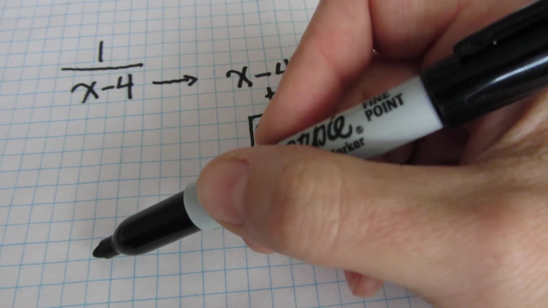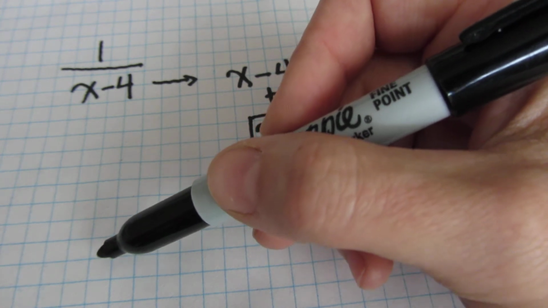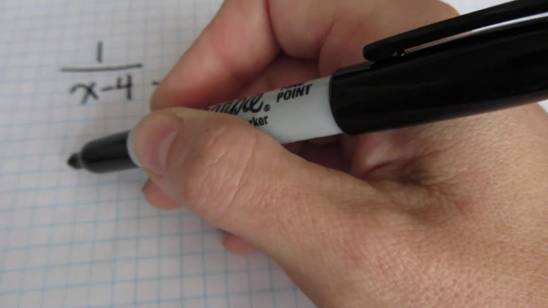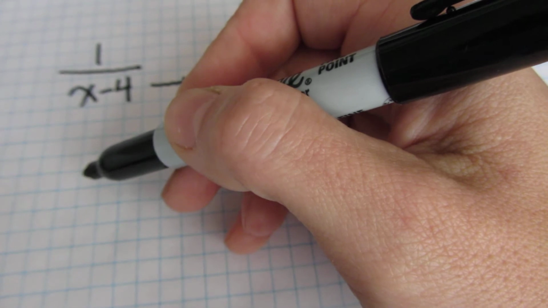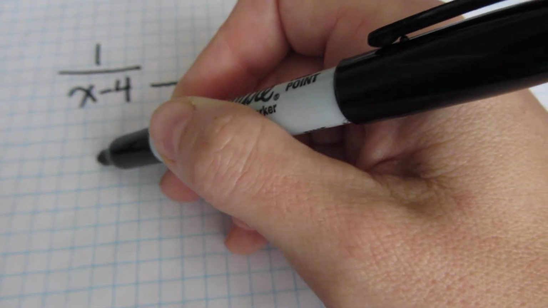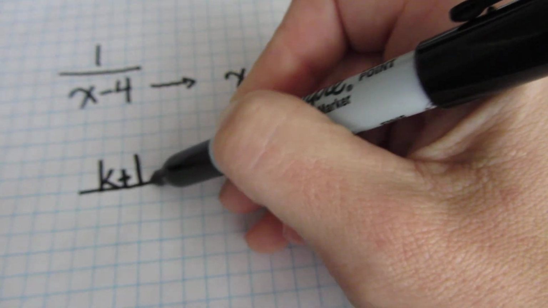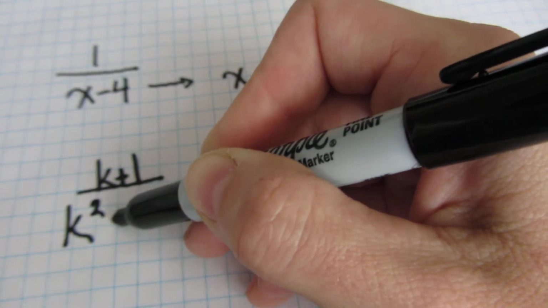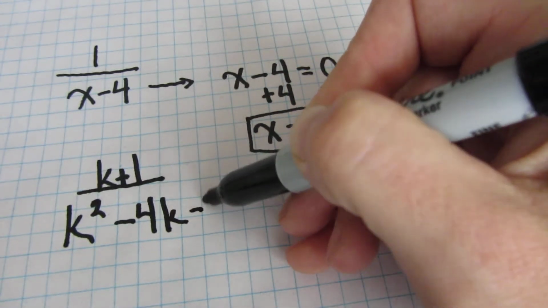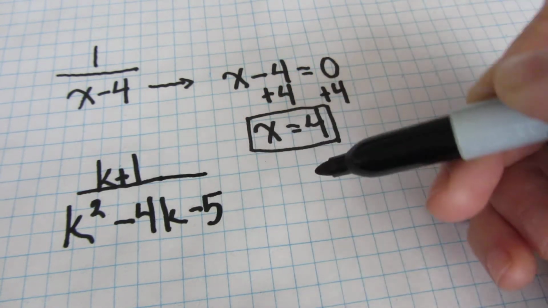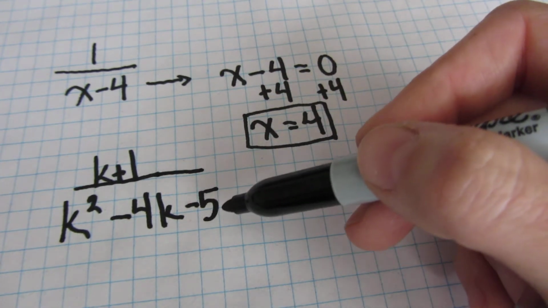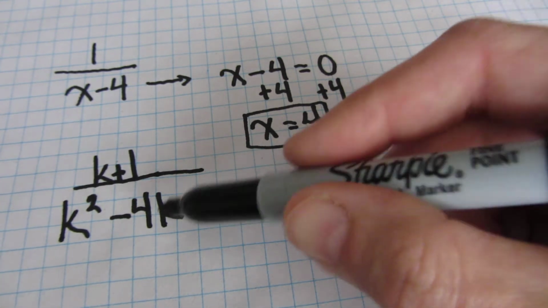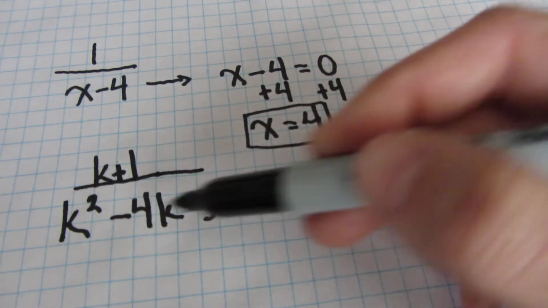Now you might run across a situation where you have a denominator that is a polynomial. Let's say you have k plus 1 over k squared minus 4k minus 5. Okay, so here you have a polynomial. And you again want to identify, okay, what is going to make my denominator 0? So before you can identify that, you have to factor this polynomial.